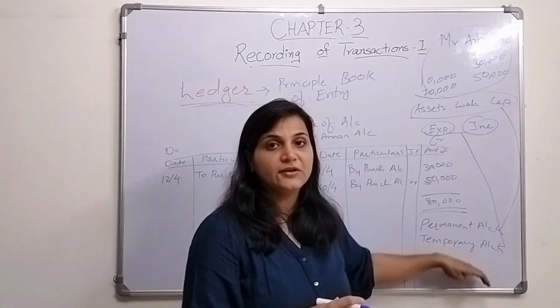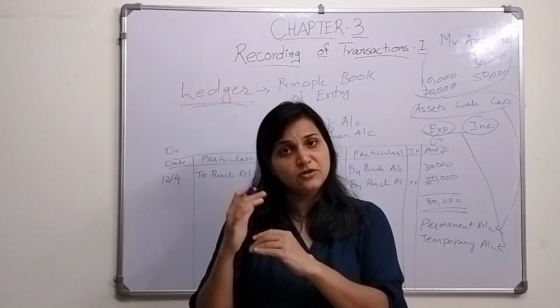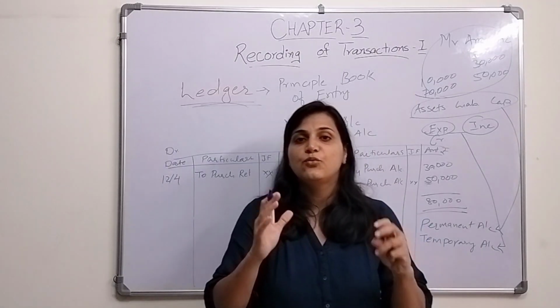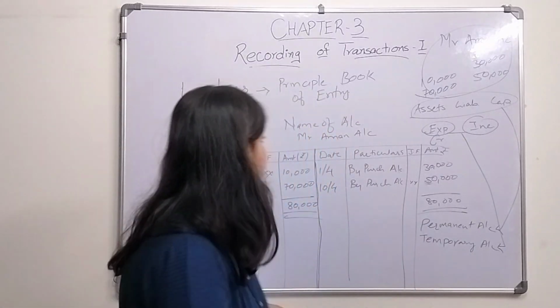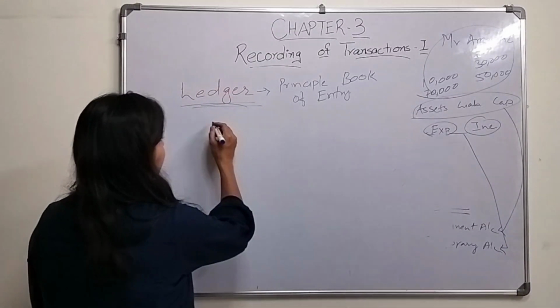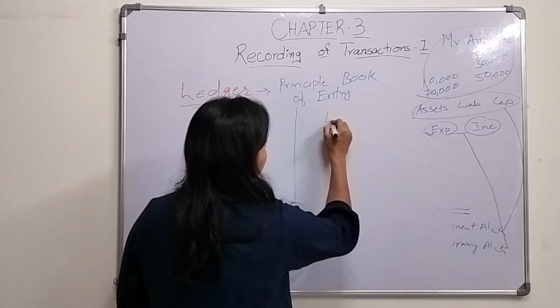So these are the temporary accounts. I will close them and transfer them to the trading and profit and loss account. Now you understood what is journal and what is ledger. Let me tell you the difference between them. The difference between journal and ledger.